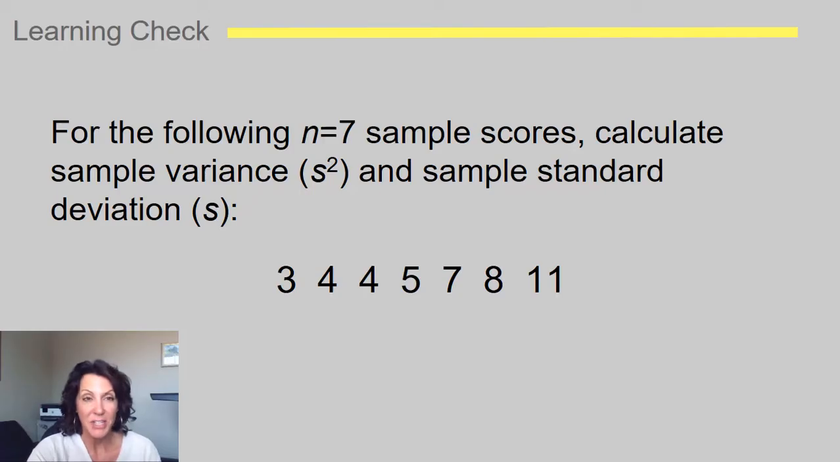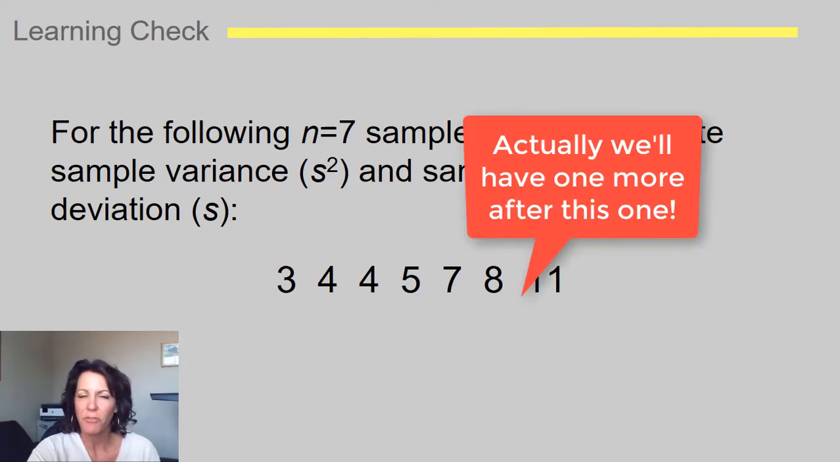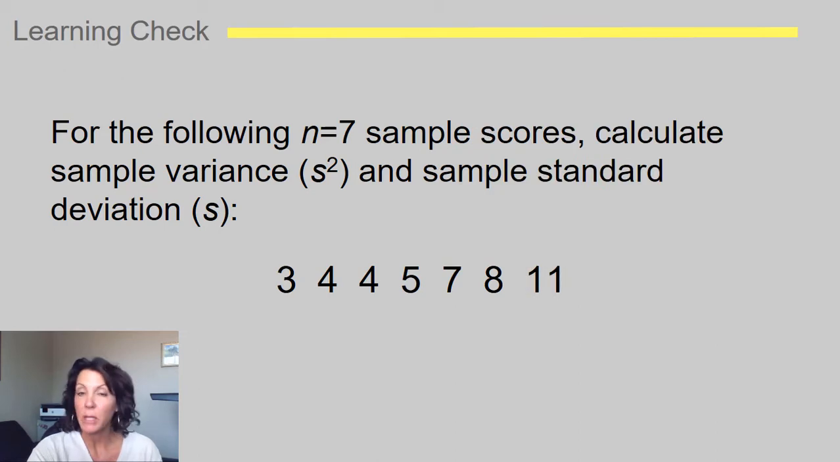So for this last learning check, we're going to put it all together from the very, very beginning. You're going to take this sample of n equals 7 scores, and we're going to calculate variance and sample standard deviation. I want you to try to do this on your own first, and then we'll work it out together.